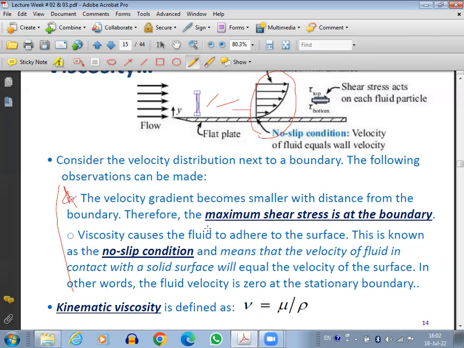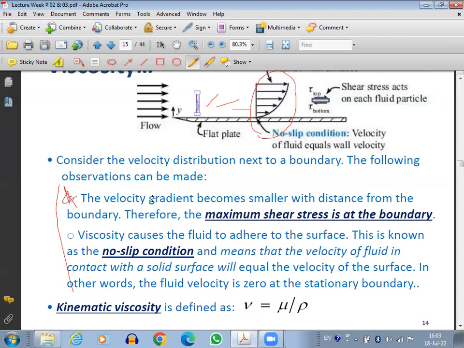Suppose you have a plate with a fluid flowing across it, and you put your finger in it. Your finger will feel more resistance when it is near the plate, and less resistance when it is far away from the plate. The second thing is the no slip condition. The no slip condition says that the layer of fluid in contact with the surface stays at the same velocity as the surface. It does not slip; it sticks with the surface. If I have a stationary plate with fluid moving across it, the layer of fluid in contact with that stationary surface will be stationary. Above that layer there will be velocity, but the layer in contact with the stationary surface will be stationary. That's the no slip condition.